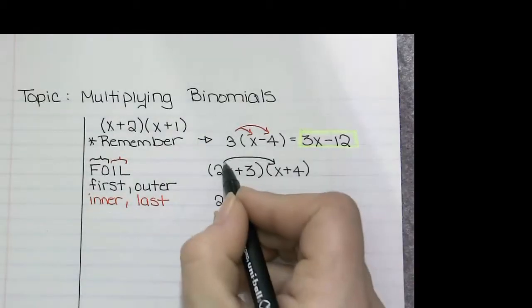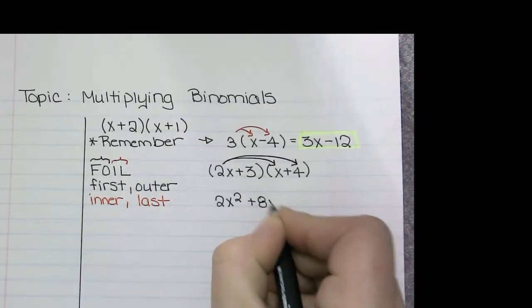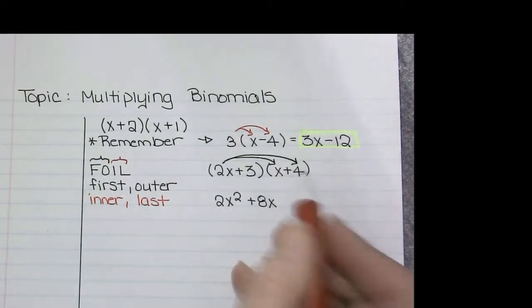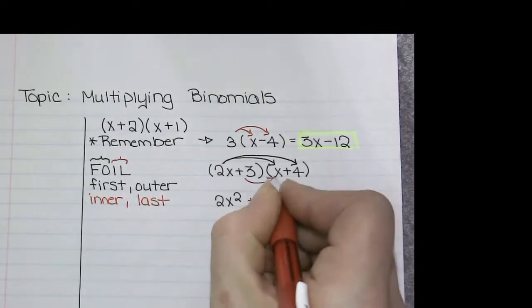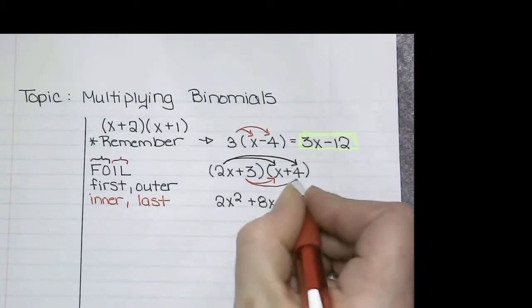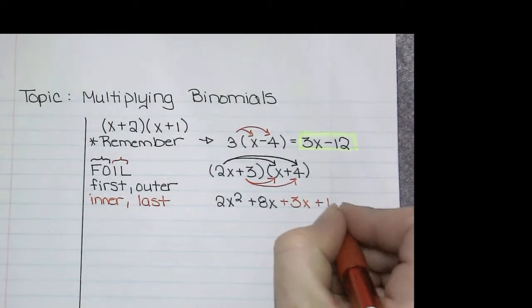And then I'm going to multiply the outer term. 2x times positive 4 is positive 8x. And now I've distributed this to both of these things. It's time for the positive 3. So here's my inner. Positive 3 times x is positive 3x. And positive 3 times positive 4 is positive 12.